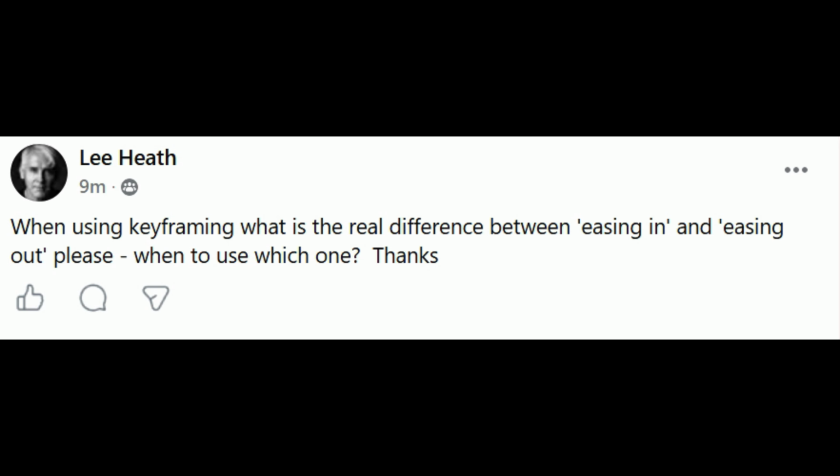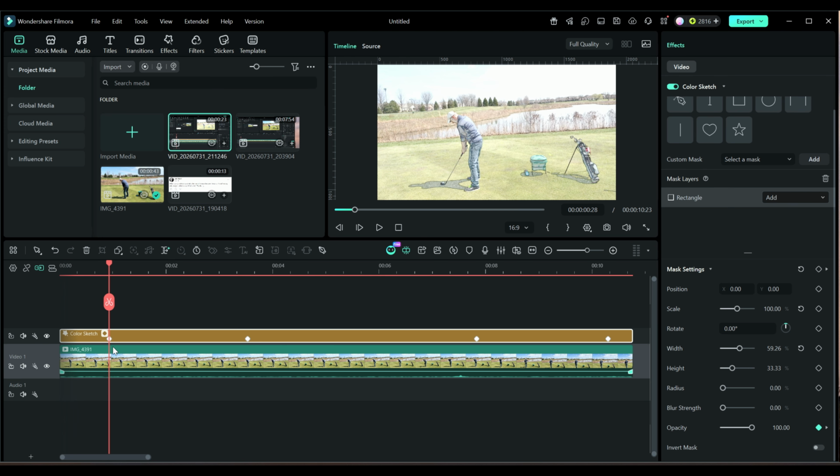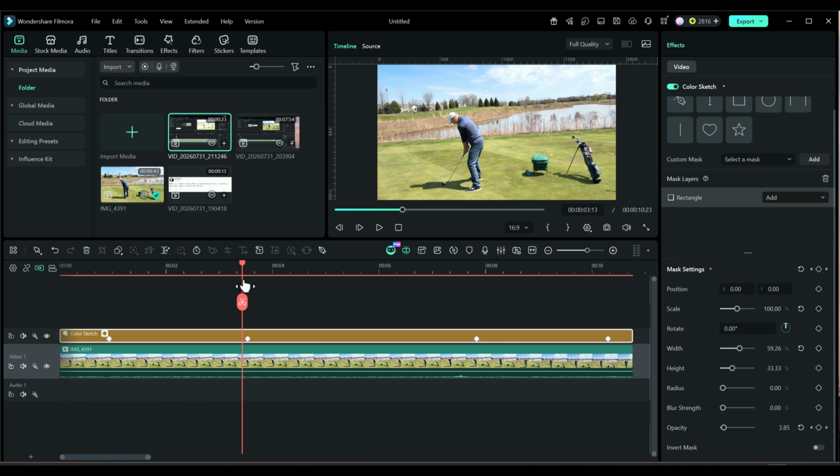Okay, here we have a question from Lee about keyframing. And he wants to know what's the real difference between easing in and easing out, and when to use which one. Keyframing always contained 2 points, a starting point and an end point, and here is our fade out.